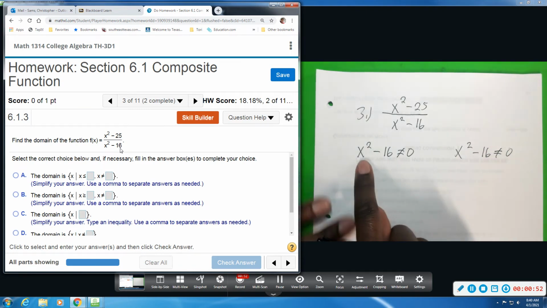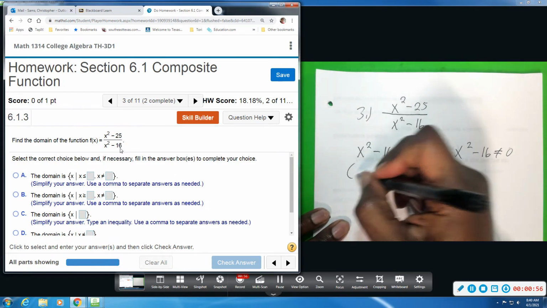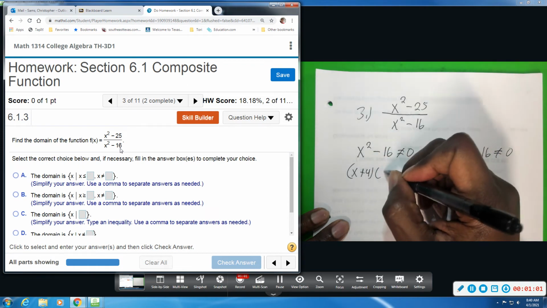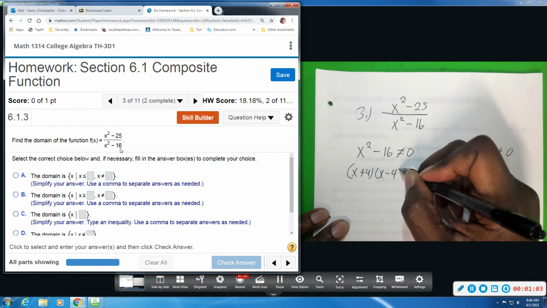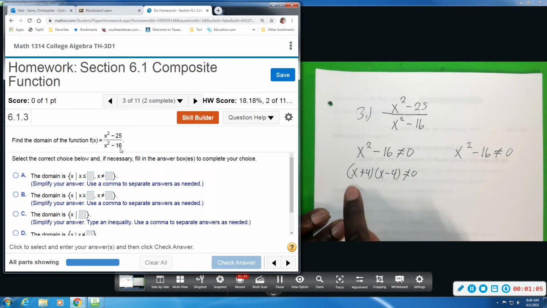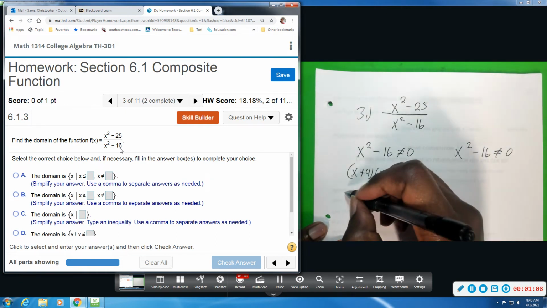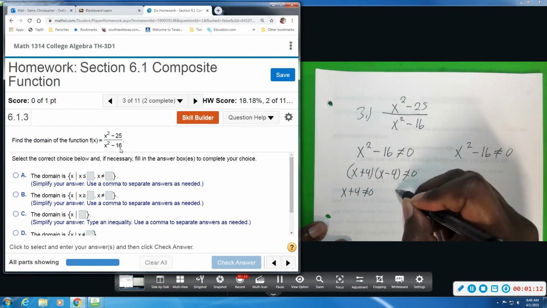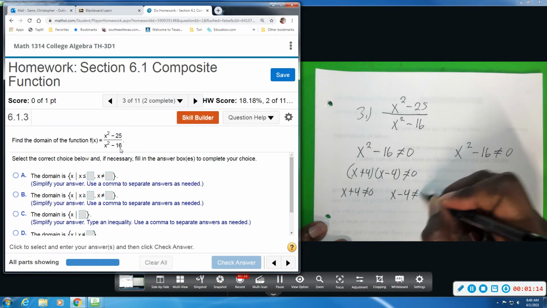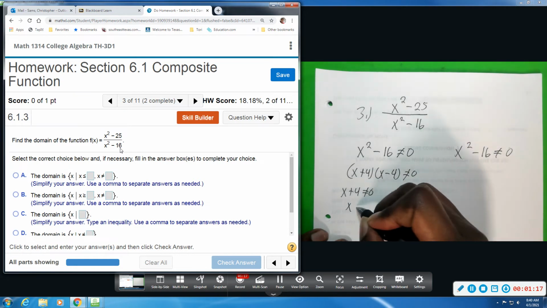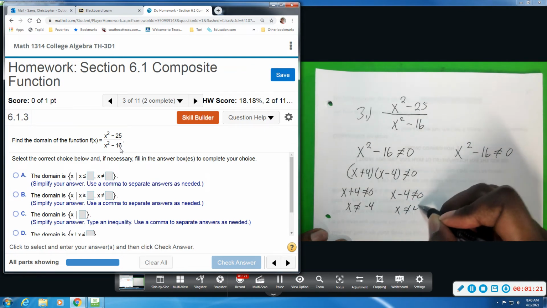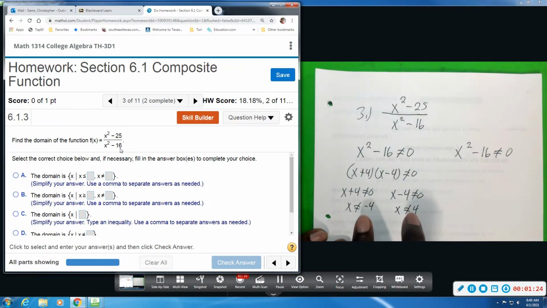All right, one is you can factor, and this is a difference of squares if you're familiar. This will factor to x plus 4 and x minus 4. And if you set both of these terms not equal to 0, x plus 4 and x minus 4, you will get x cannot be negative 4 and x cannot be positive 4. So these two numbers will not be in your domain.